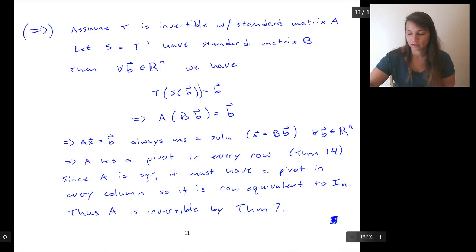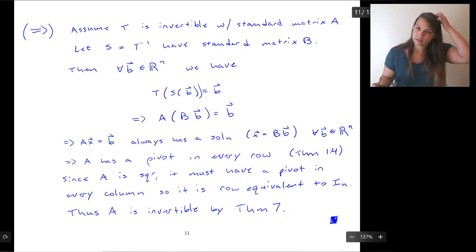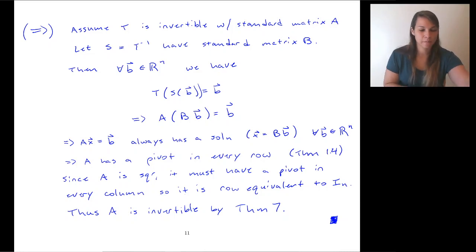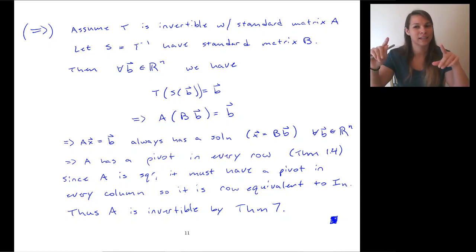Okay, so there we have it. A is invertible if and only if its standard linear map, or the map with standard matrix A, is also invertible. We've seen a lot of things that tie back to A having n pivot points, or AX equals B having a solution, AX equals B having a unique solution. A lot of things tie into this.